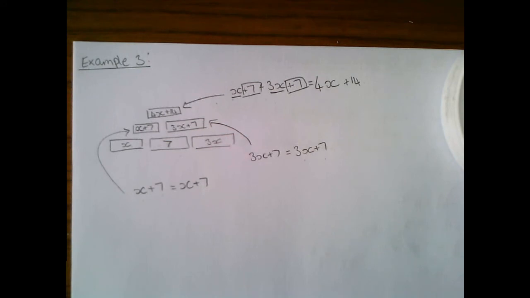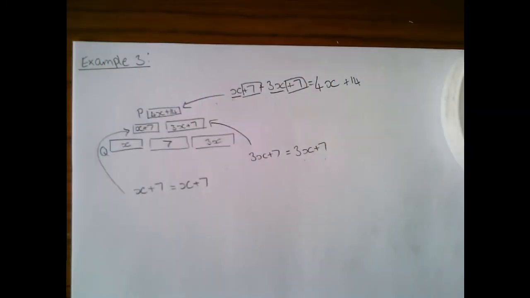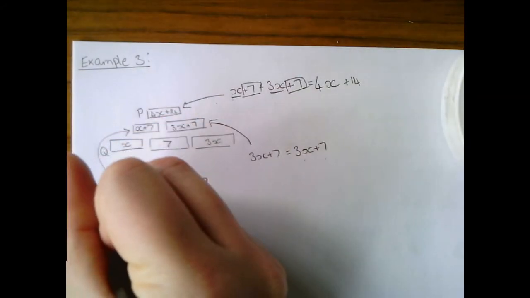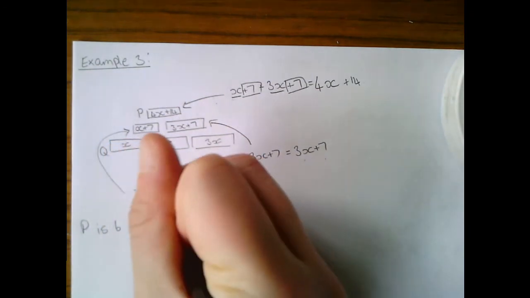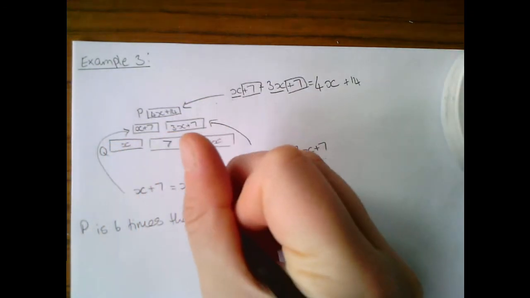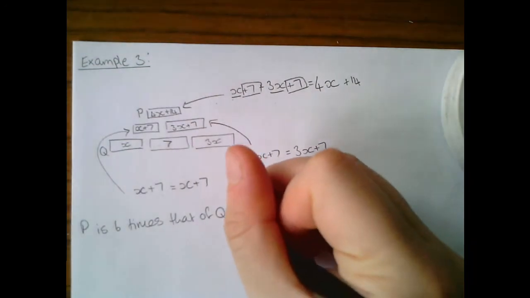For the second part of this question, it asks if the value of brick P is 6 times that of brick Q, find x. So this is where constructing the equation comes into it. They've labelled that this one is Q and this one at the top is P. So we know that P is 6 times that of Q. I've just paraphrased that for you. We need to find x.